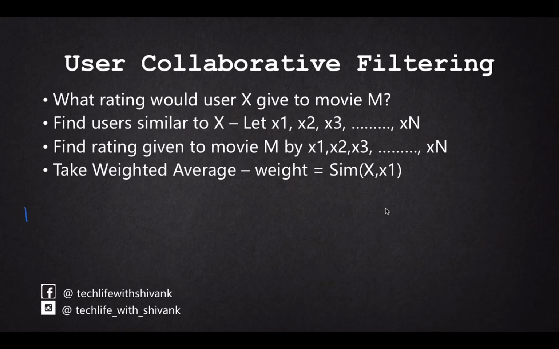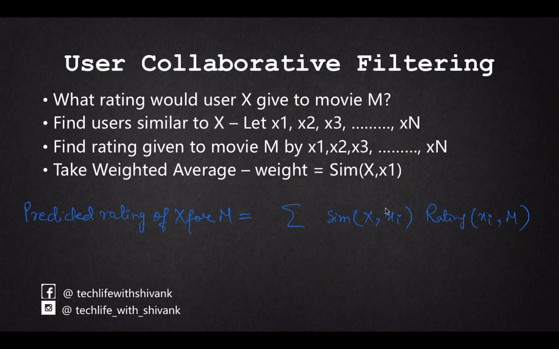So in mathematical terms, predicted rating of X for movie M would be equal to sigma similarity between X and Xi times rating given by Xi to movie M, divided by the sum of similarity between X and other users Xi, where i is from 1 to n.